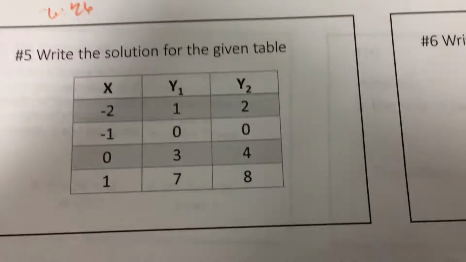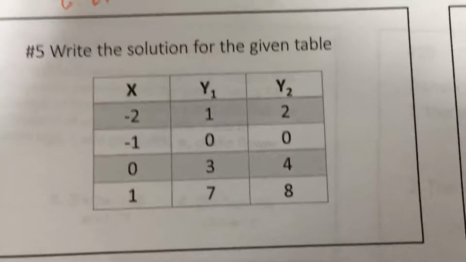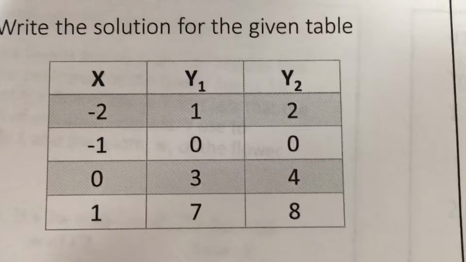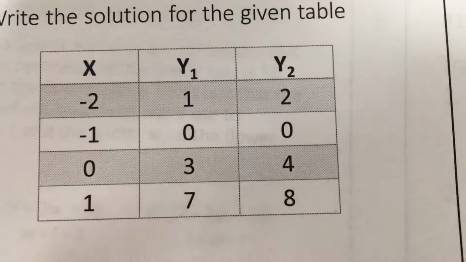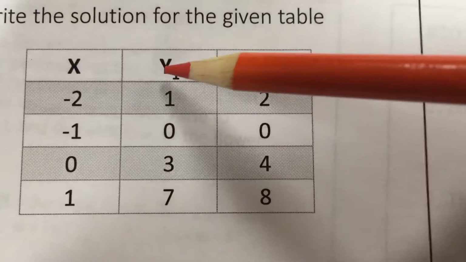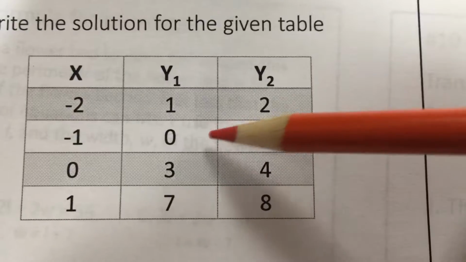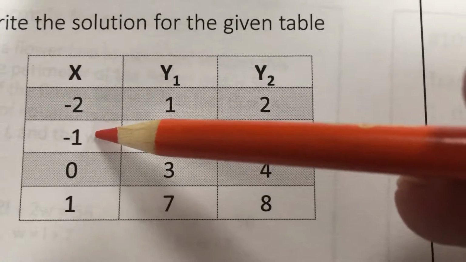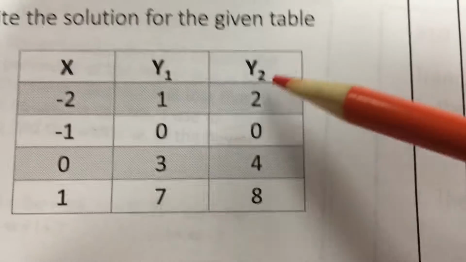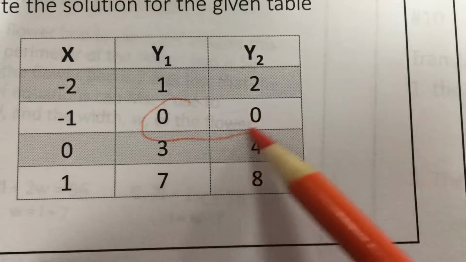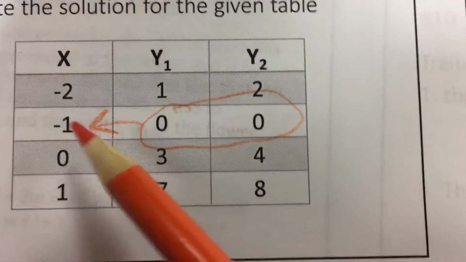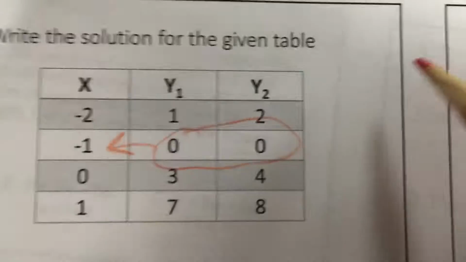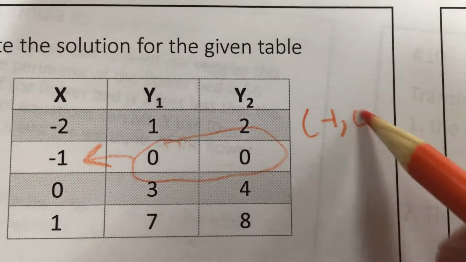Number 5. Let's find the solution for the given table. So I know all your algebra teachers have been telling you throughout the year that whenever we're trying to find solutions or where 2 things are equal to each other, we're trying to see where the y numbers are the exact same, and that x number is our answer. So in this particular table, here our y numbers are the same when they're both 0, which means that negative 1 is our answer. So the point or the solution here would be negative 1, 0.